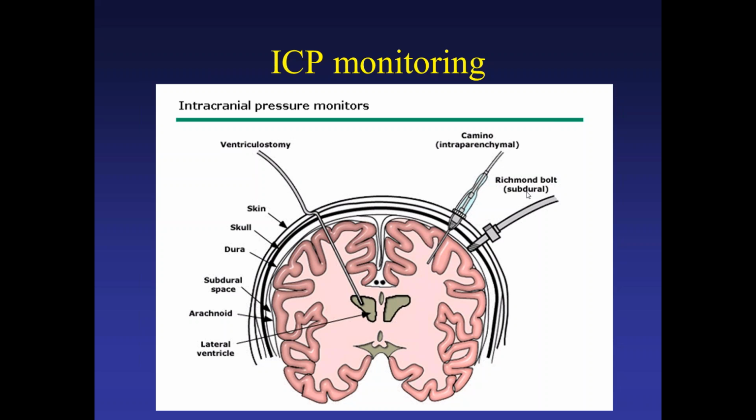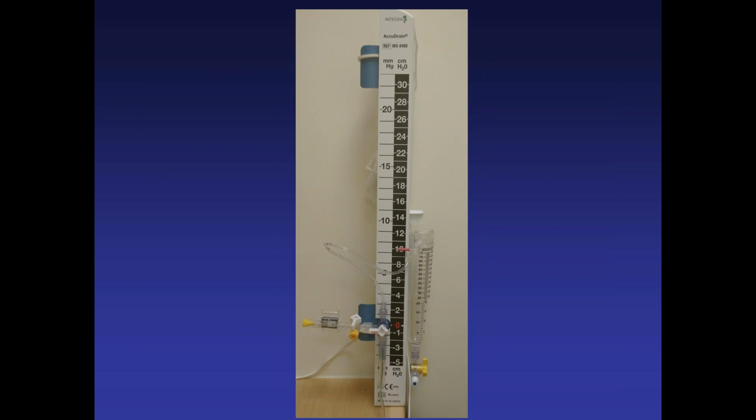The further you get away, the more layers you put between the probe and the compartment you want to measure, then obviously the less accurate it's going to be. Especially if you're epidural, because the dura is not elastic. The pressure is not going to be transmitted through.